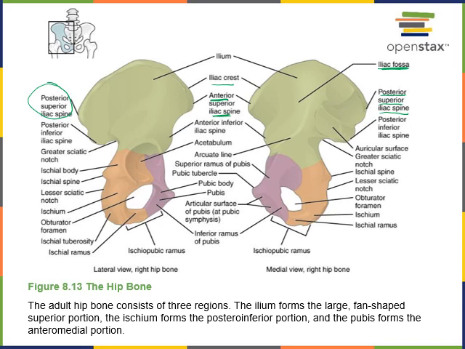Then there's an anterior inferior iliac spine located just inferior to the anterior superior iliac spine. This is the anterior inferior iliac spine, also an origin for a muscle, the rectus femoris, a muscle in the quadriceps femoris group that extends the knee. Similarly, there's a posterior inferior iliac spine.